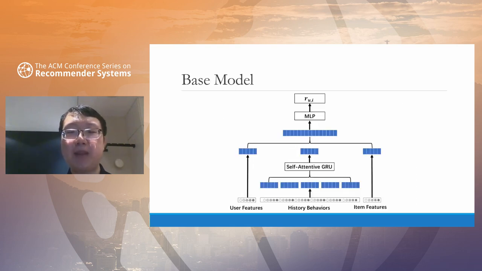So this is a base model. We basically concatenate the user features, the historic behaviors, and item features, and feed them into the self-attentive GRU network to get the final prediction of the click-through rate.